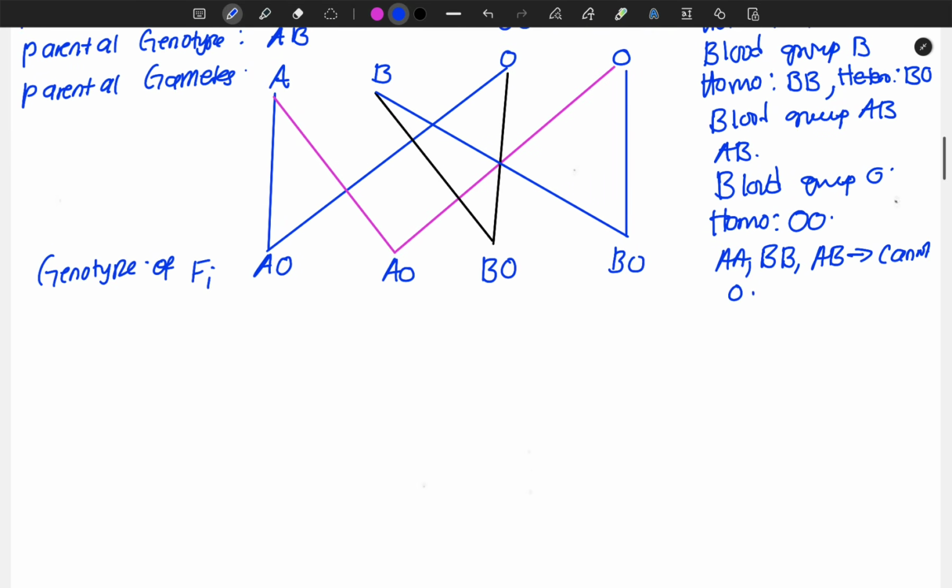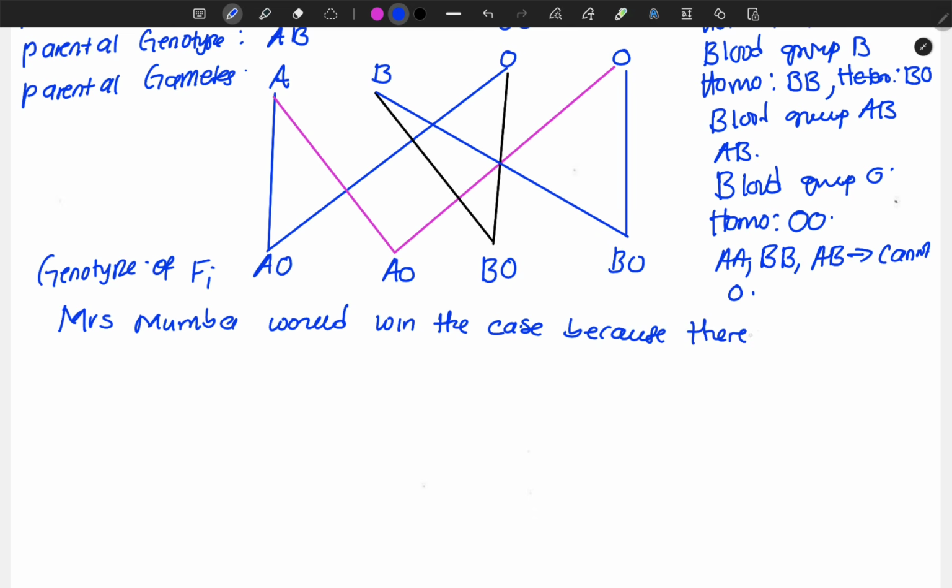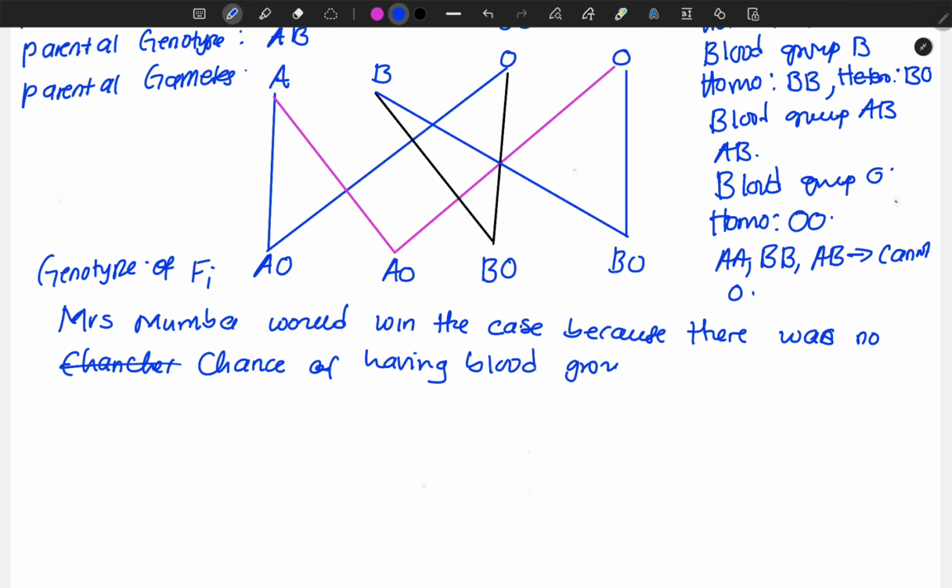So now, since we've proved it, we can say Mrs. Mumba would win the case because there was no chance of having blood group O. Or if we want, we can say because AB cannot produce O.